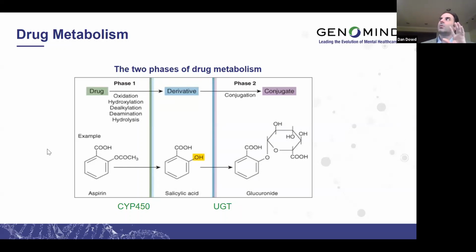Okay. I mentioned these two different phases because we will look at genes that affect both phase 1 and phase 2 metabolism. Okay. All of your CYP450s are phase 1. All of your UGTs are considered phase 2. Phase 1 usually has the biggest impact on drug levels, and there's also greater variability in phase 1 genes.